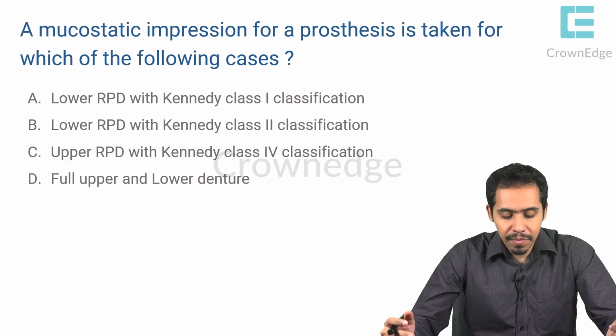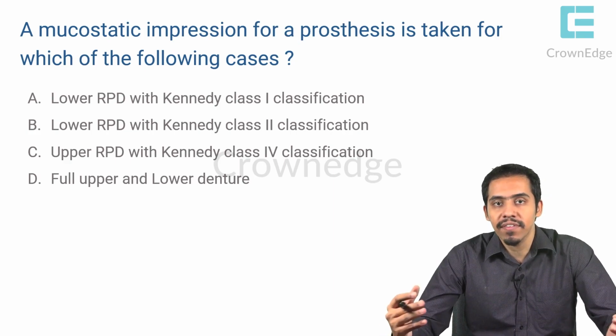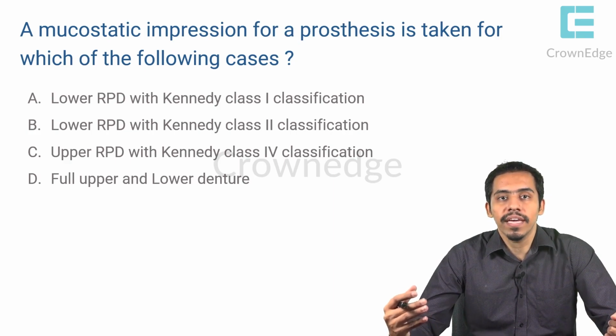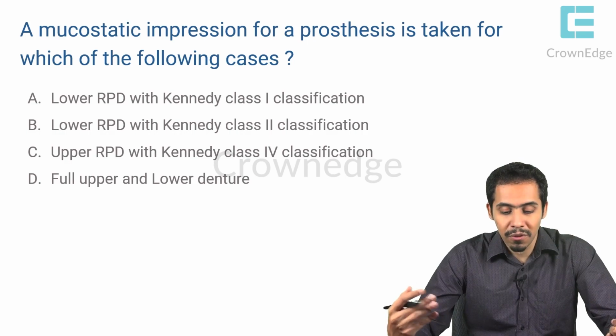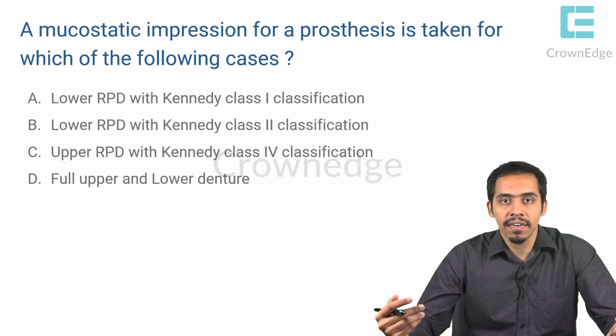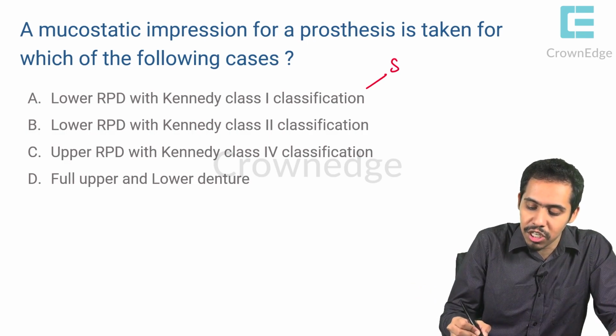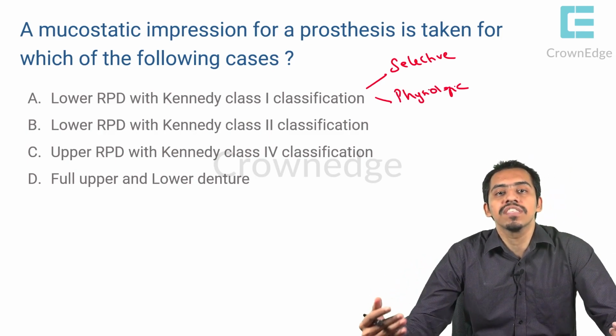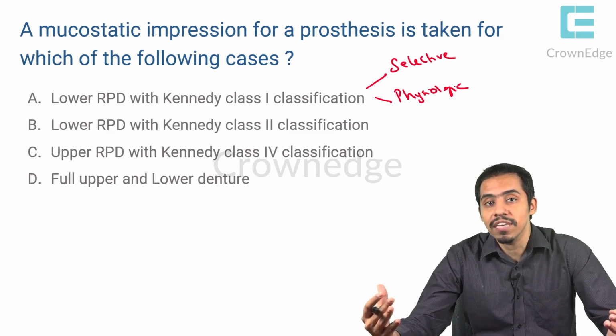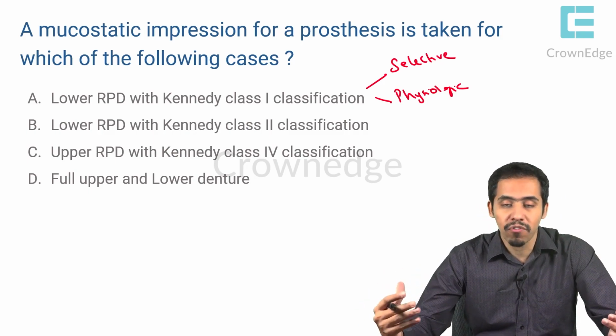Coming to the next question. A mucostatic impression for a prosthesis is taken for which of the following cases? So they are giving us certain scenarios in which we can employ a mucostatic impression and asking if it is possible. The first one says a lower RPD with the Kennedy class 1 classification. Now this I would prefer going for either a selective pressure impression technique or a physiological based one. I do not want to employ a mucostatic impression because I want to record both the tissues as well as the teeth perfectly. So I will not be going for a mucostatic impression.